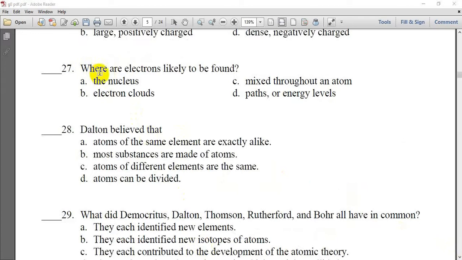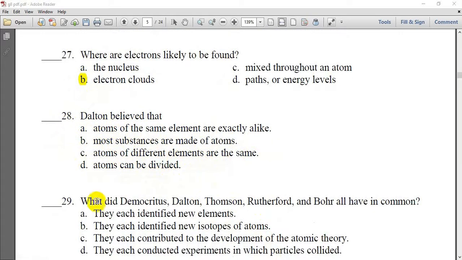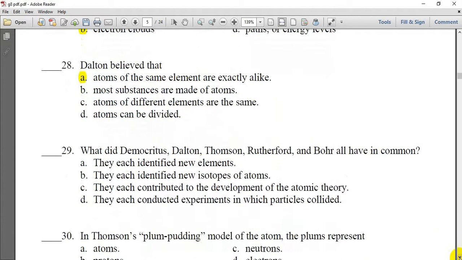Question 27. Where are electrons likely to be found? Electrons are found in the electron clouds around the nucleus. Question 28. Dalton believed that atoms of the same element are exactly alike. Most substances are made of atoms. Atoms of different elements are the same. Atoms can be divided. The answer is letter A, that Dalton believed that atoms of the same element are exactly the same.